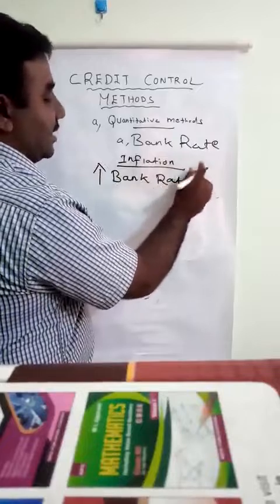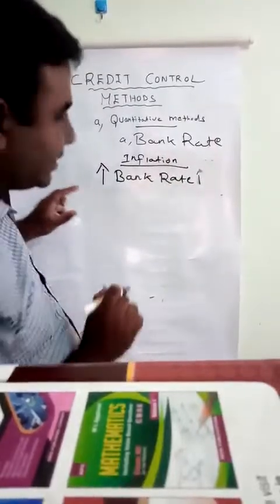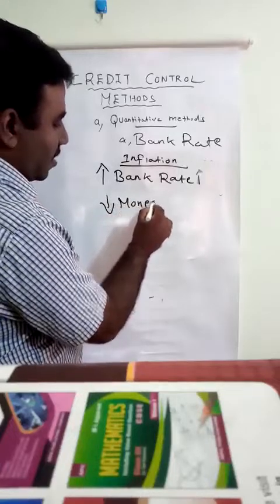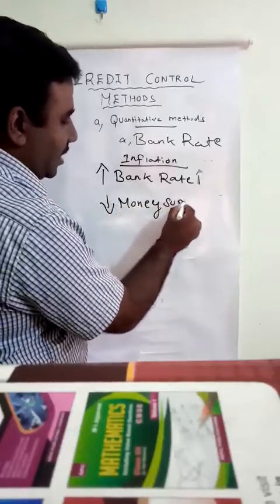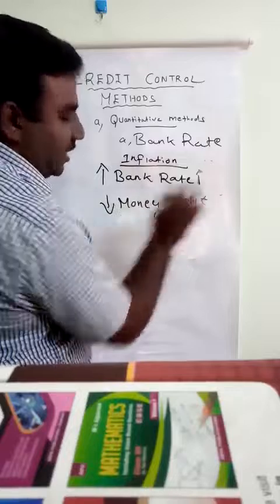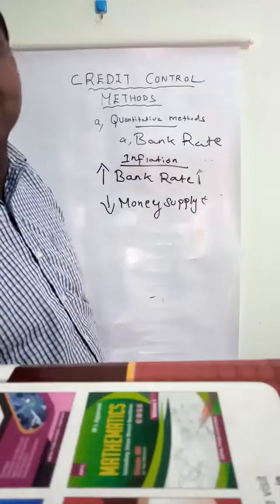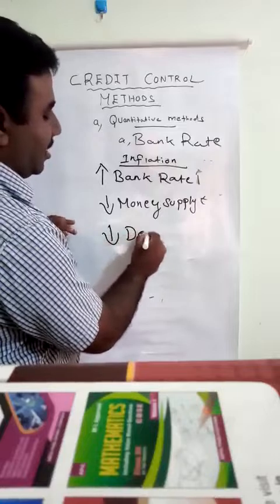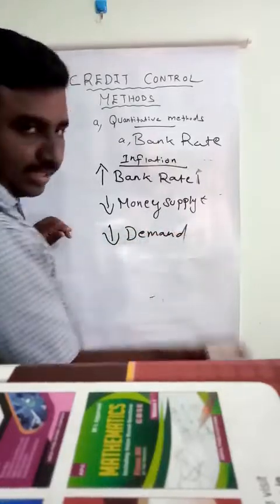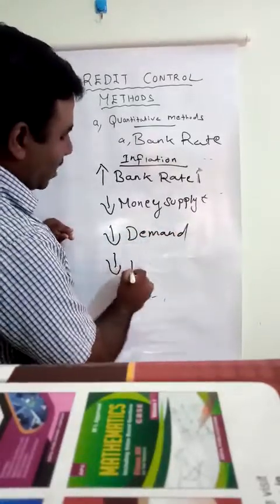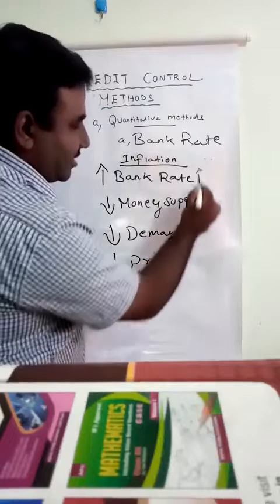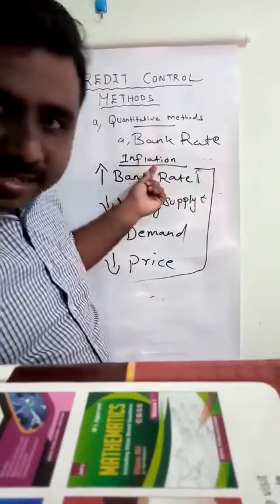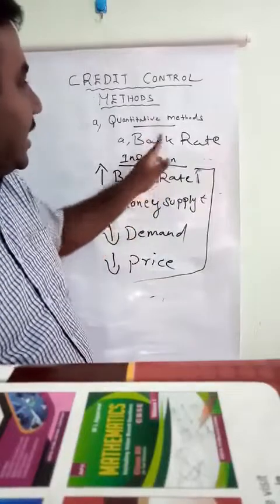When the bank rate increases, the money supply in the economy will decrease. When the money supply decreases, the demand will decrease. When demand decreases, price will also decrease. So it is a simple way you can study. At the time of inflation, what will the central bank do? The central bank will increase the bank rate.